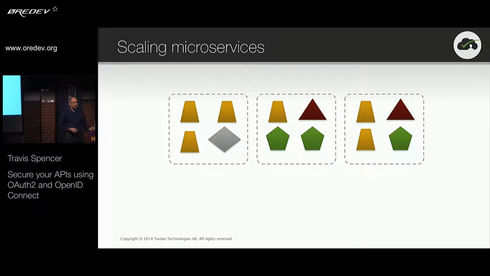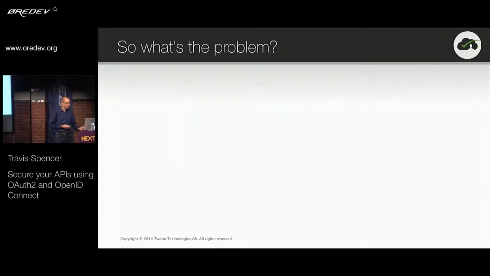If we succeed in that, we can scale these separately. So we don't have to take our entire application and have a brand new instance of it. Each microservice, if we need more of them, could be added in as required. So what's the problem here?